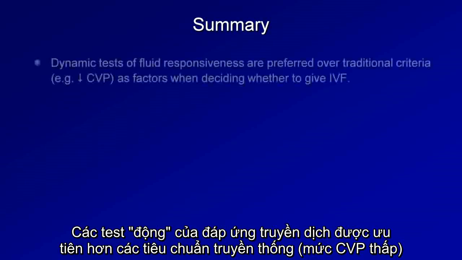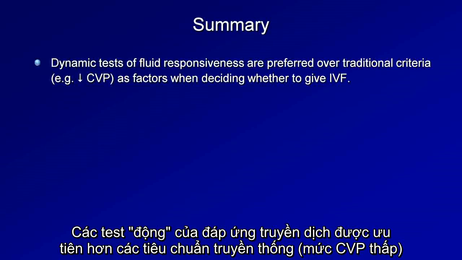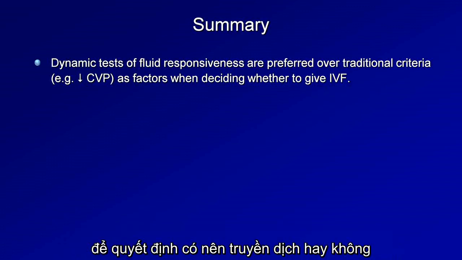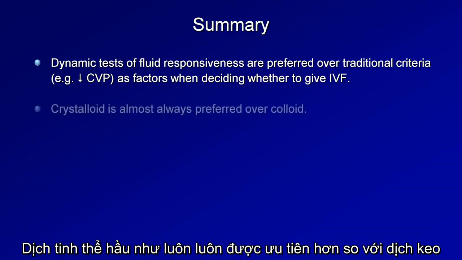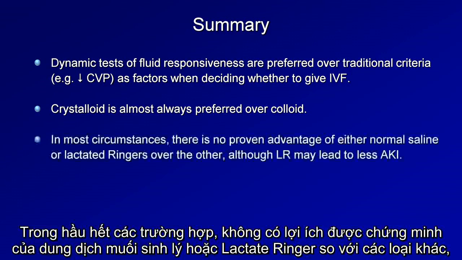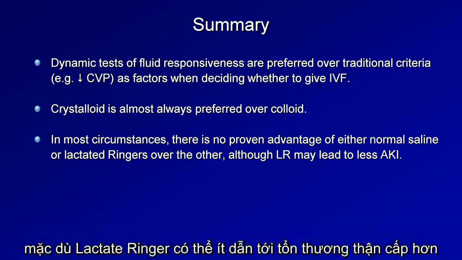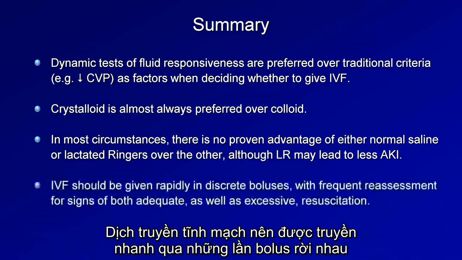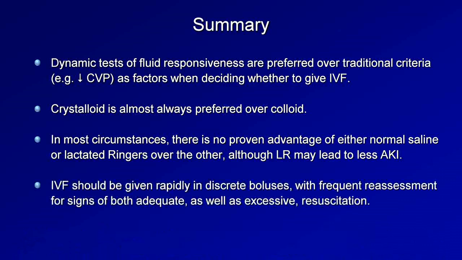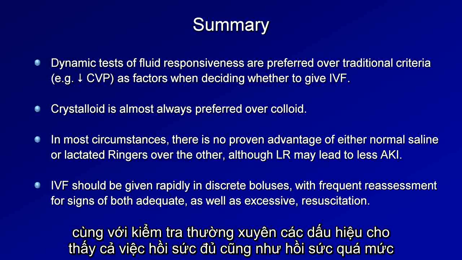So we're almost at the end. It's time to summarize. Dynamic tests of fluid responsiveness are preferred over traditional criteria such as low CVP when deciding whether to give IV fluids. Crystalloid is almost always preferred over colloid. In most circumstances, there is no proven advantage of either normal saline or LR over the other, although LR may lead to less AKI. IV fluids should be given rapidly in discrete boluses, with frequent reassessment for signs of both adequate as well as excessive resuscitation.